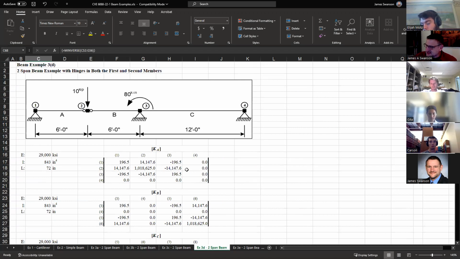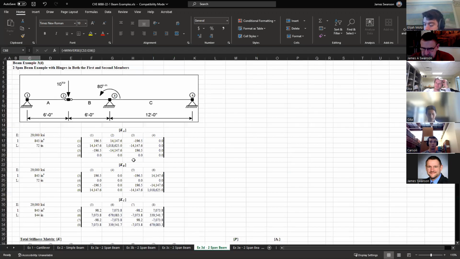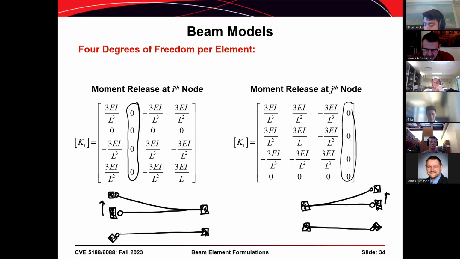All right, so that's how you deal with releases. You have 3 different stiffness matrices for beam elements. The default is when there aren't any releases. You have a second one when you have a release at the first end of an element. You have the third one when you have a release at the second end of an element. So that's basically just a series of if statements if you're programming this, or you just type in different equations into the cells in Excel when you formulate the element stiffness matrices. All right, let's go back to PowerPoint now.